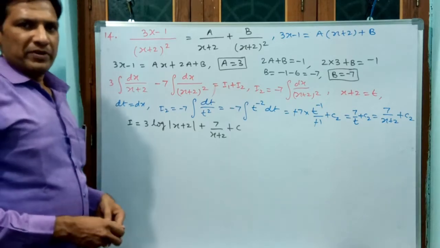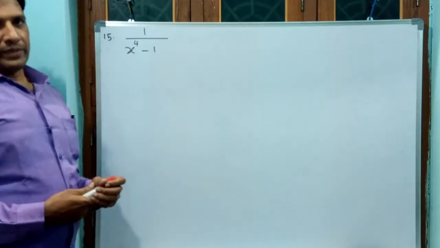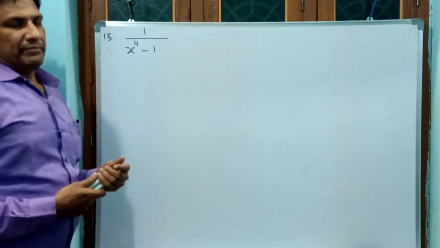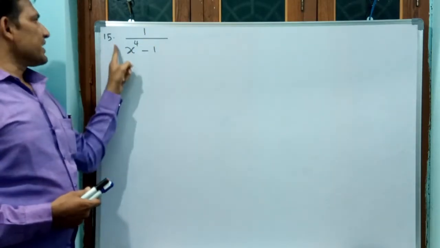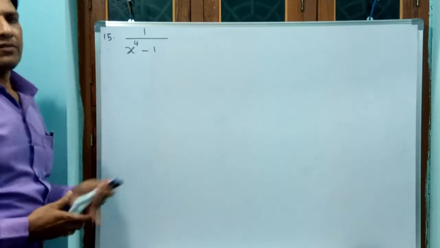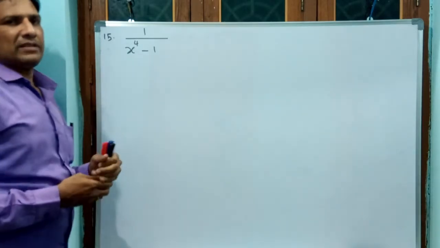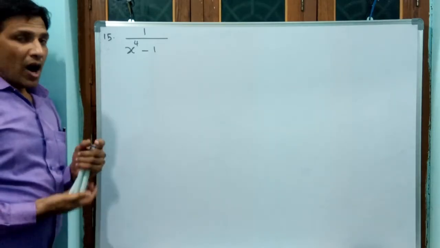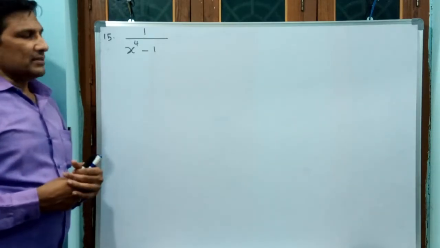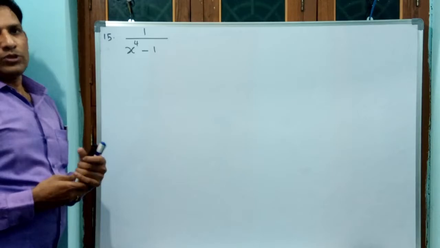Take this, we will go for the 15th number question. See question number 15: integral of 1 divided by x to the power of 4 minus 1 dx. We will keep the integral dx afterwards, but let us do partial fractions. Is it possible or not? Is it a proper fraction or an improper fraction? How to tackle this question, we will discuss.